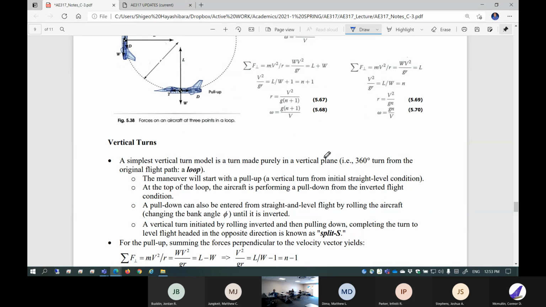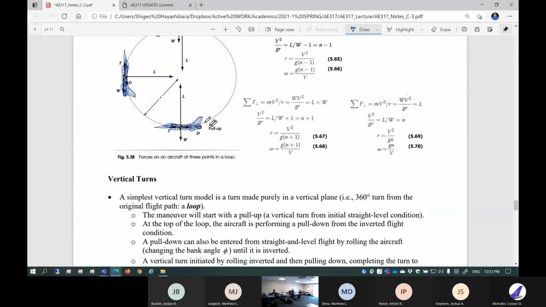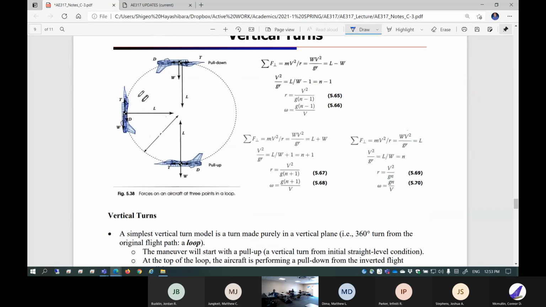Okay. So the maneuver will start with a pull up. This is called pull up. So this is going to pull up from the straight level flight. You're going to gain the altitude. This is the 1/4 of the looping maneuver. The airplane's attitude is completely 100% vertical up.